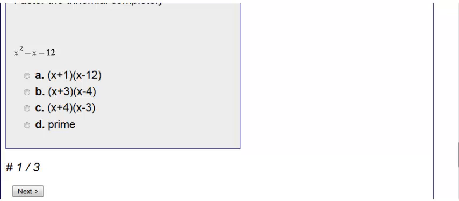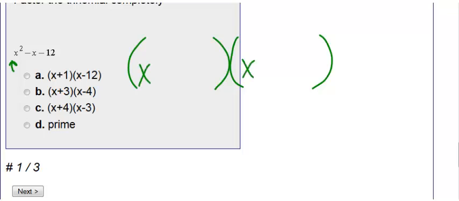Okay, in these problems, what we're doing is factoring with no coefficients, which means there's no number in front of this x squared. So what I do automatically, I put my two parentheses, and then I put an x and an x because I have an x squared. Okay, then let's see, I have x squared minus x minus 12.